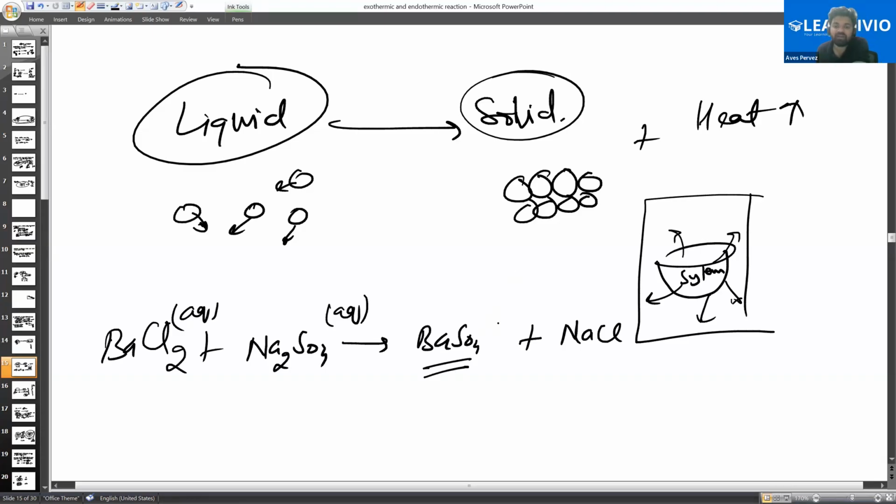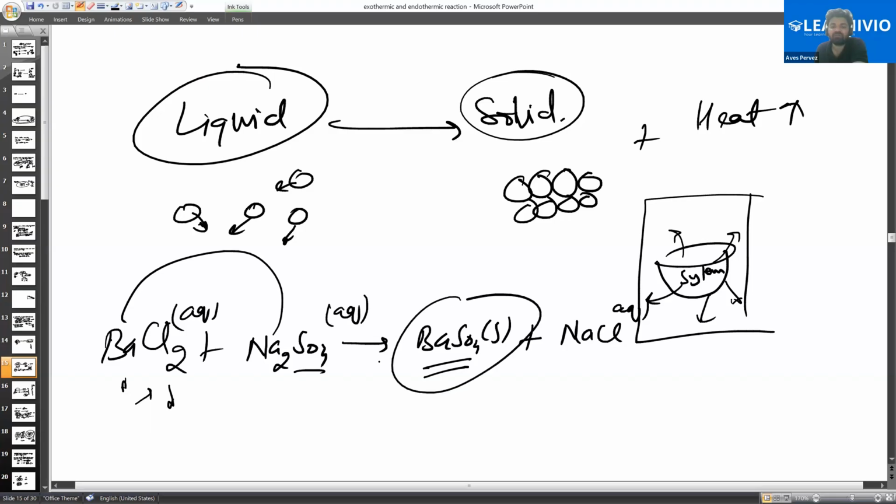Here the barium sulfate is solid. The particles which were movable change their pattern, and barium comes with sulfate and sodium comes with chloride. So here barium sulfate becomes solid, indicating that the randomness of the particles decreases.